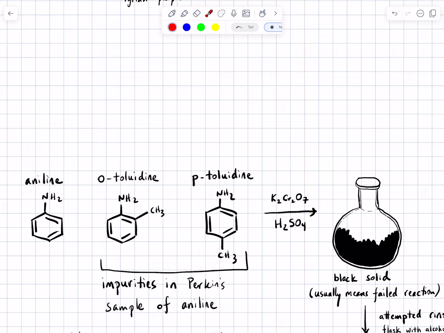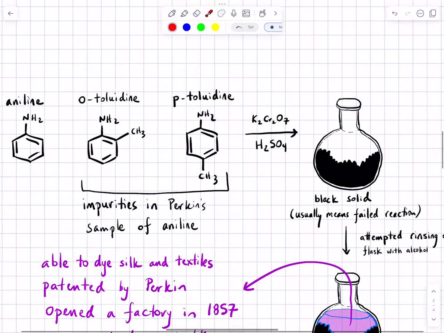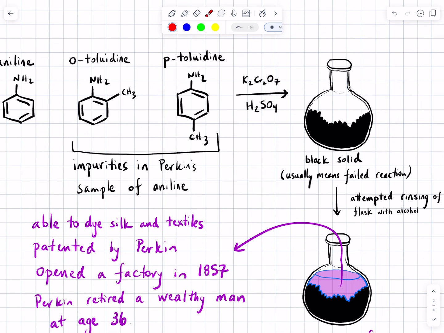If you are in a highly wealthy funded lab, you just throw the flask away and you move on with your life. He was doing this out of his house, so he decided, let's try to clean it out. And so he started rinsing the flask with alcohol, hoping that maybe what was in the flask would dissolve in alcohol and he wouldn't have to scrape it. And boom, purple. The alcohol rinsed something that was purple out of this chunky black solid. That was 1856.